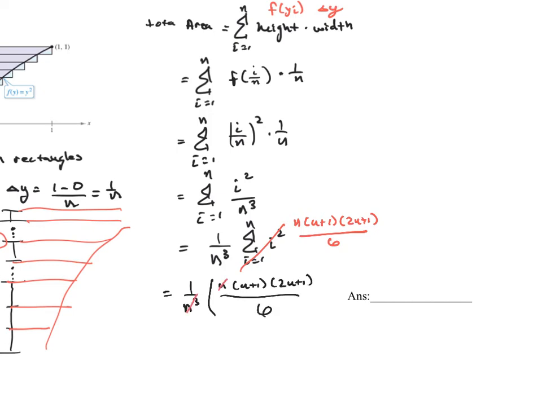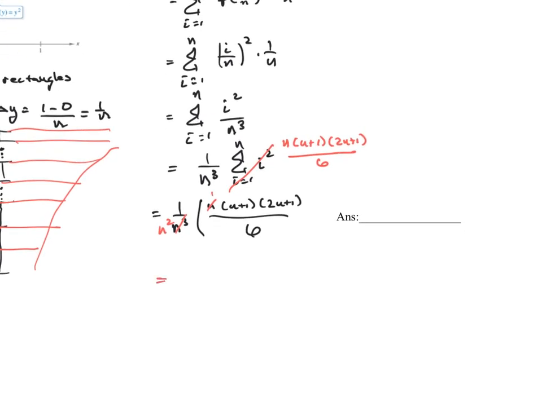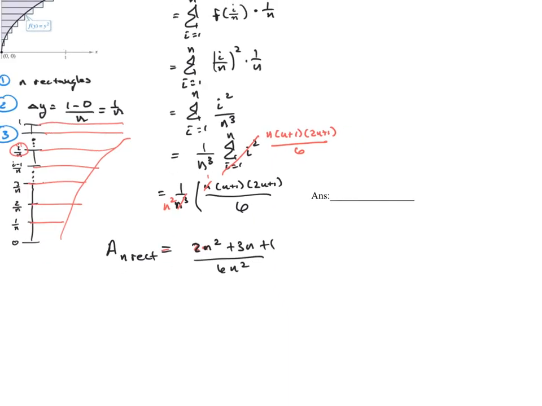I'm going to do some simplifying. This would be n squared, and that would be a 1. I'm going to go ahead and FOIL out the top. When I do that, I'd have 2n squared, then plus n plus 2n, which would be plus 3n, and then plus 1, and all of this would be over 6n squared. So if we found the area within rectangles, horizontal rectangles, there would be 2n squared plus 3n plus 1 all over 6n squared. Okay, that's using the upper endpoint instead of the lower endpoint for each one of those.